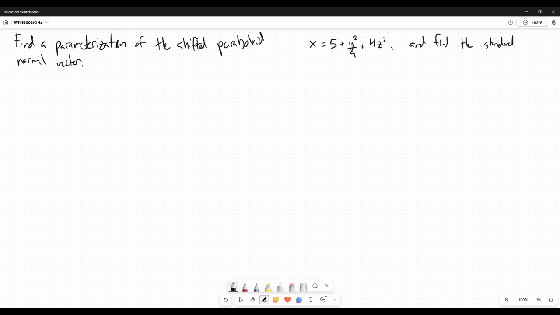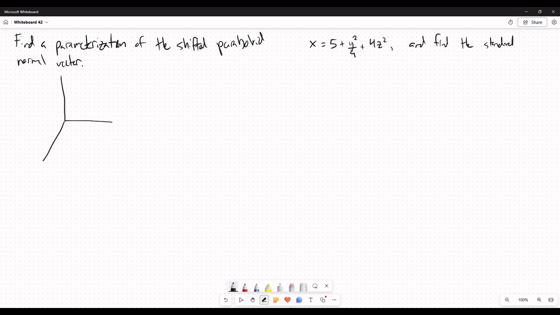In this video, we're going to look at a shifted paraboloid, and we're going to try to find a parameterization and the standard normal vector. So let's start with the sketch, even though I'm not sure that sketch will be the most helpful thing in the world. But what we have here is we have an x on one side.